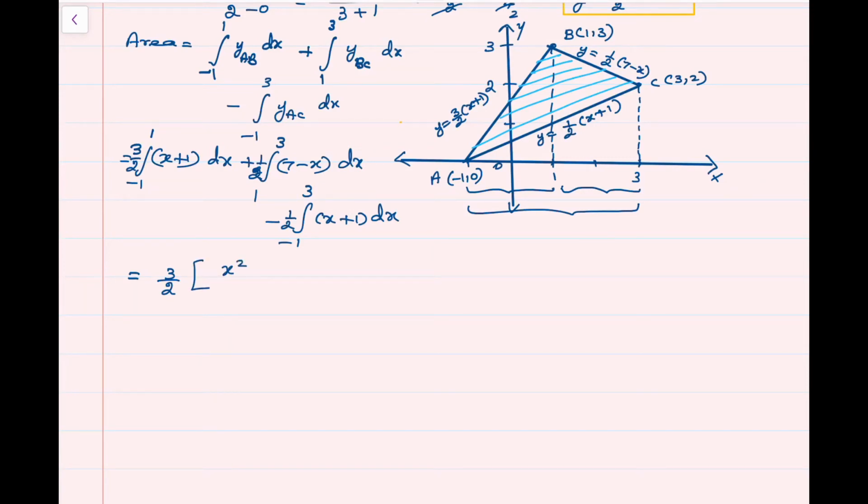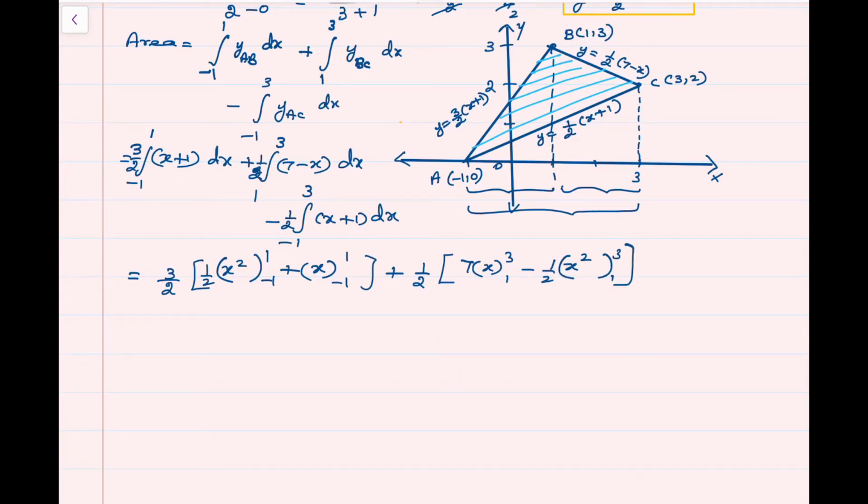X square divided by 2 and integral of 1 is x, the limits are -1 to 1, plus the second term half into integration of 7 is 7x and minus integral of x is x square over 2, and the third term half into integral of x is x square divided by 2 and integral of 1 is x.